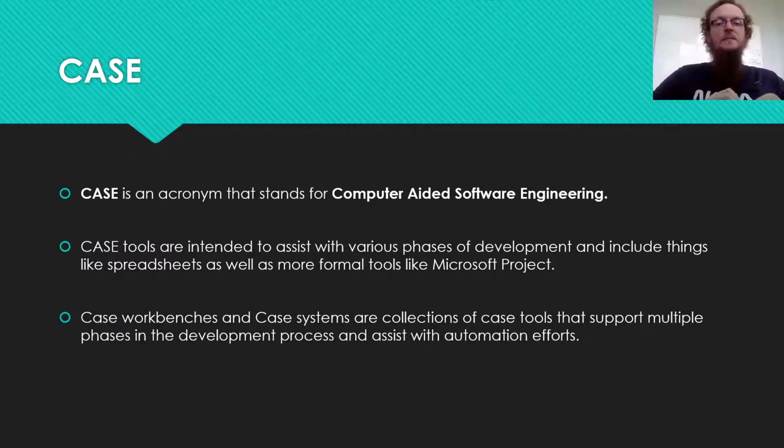There are two vocabulary words that are used in the textbook. One of them is a CASE workbench and the other is a CASE system. These are basically just collections of tools. You can think about Microsoft Office being a collection of tools. And the idea is that these collections help you support multiple phases of development. So one of the tools in the system might help you actually gather requirements, and the next one might help you build use case diagrams out of those requirements, and so on and so forth. So the idea is these things automate as much as possible each step of the development process.